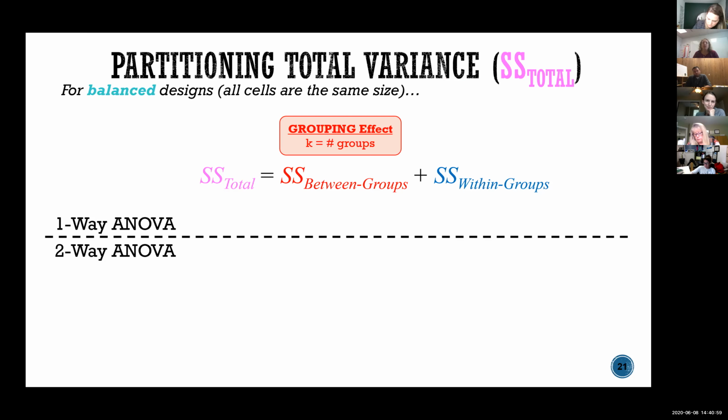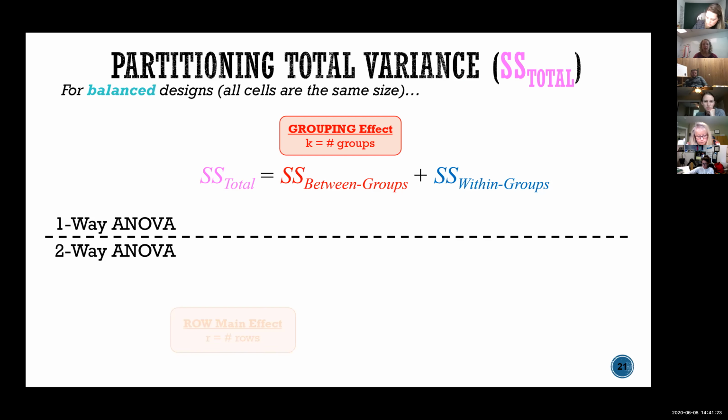But in general, when we had the one-way ANOVA, we took the total variance and we partitioned or divided it up into that which was variance between groups and the variance within groups. We made that separation. So we have sum of squares between groups and sum of squares within groups added up to the sum of squares total. That was with one-way ANOVA.